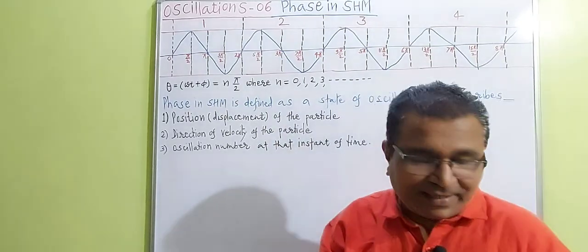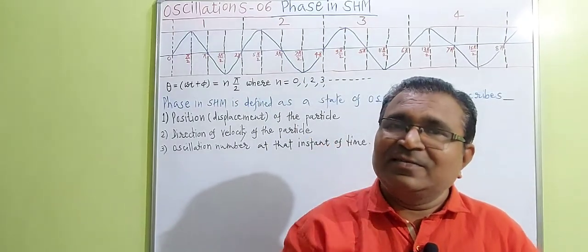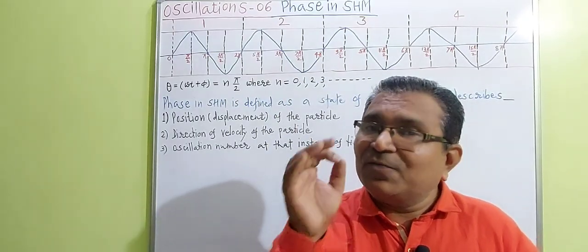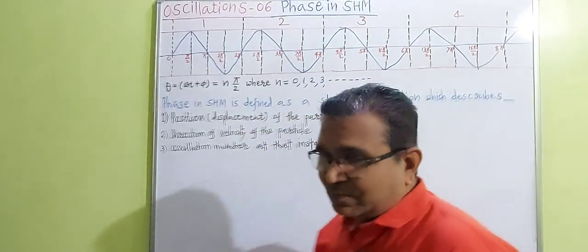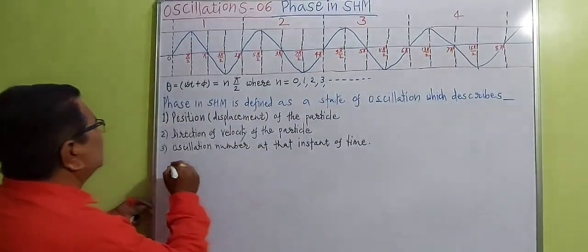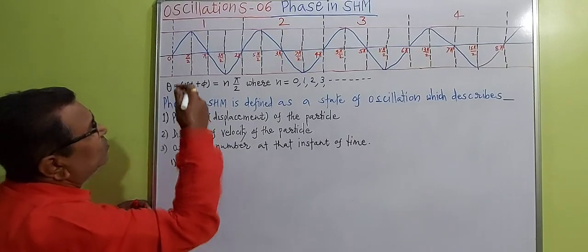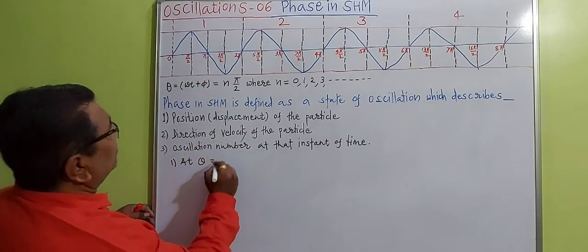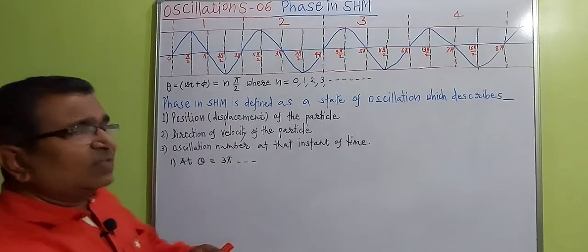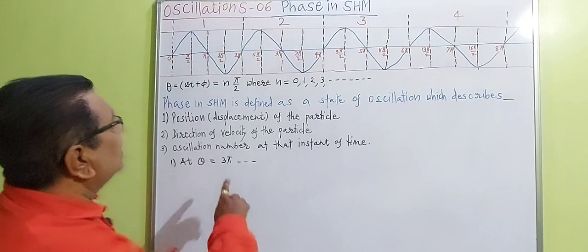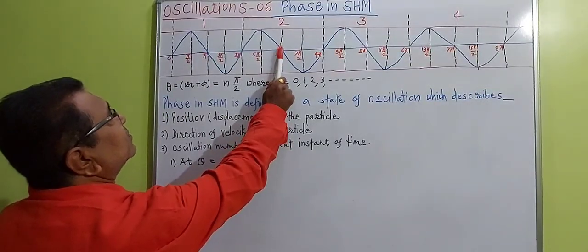Then let us see an interesting thing. Let us see some fun. We will play a funny game now by taking some examples on the board. See here. At theta equal to, take anywhere, theta equal to 3 pi. What is the phase? What is the state of oscillation at theta equal to 3 pi?